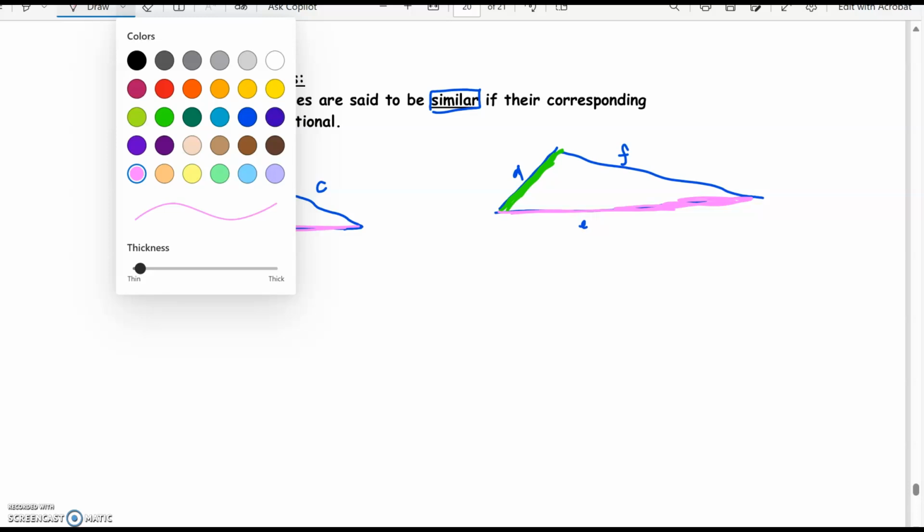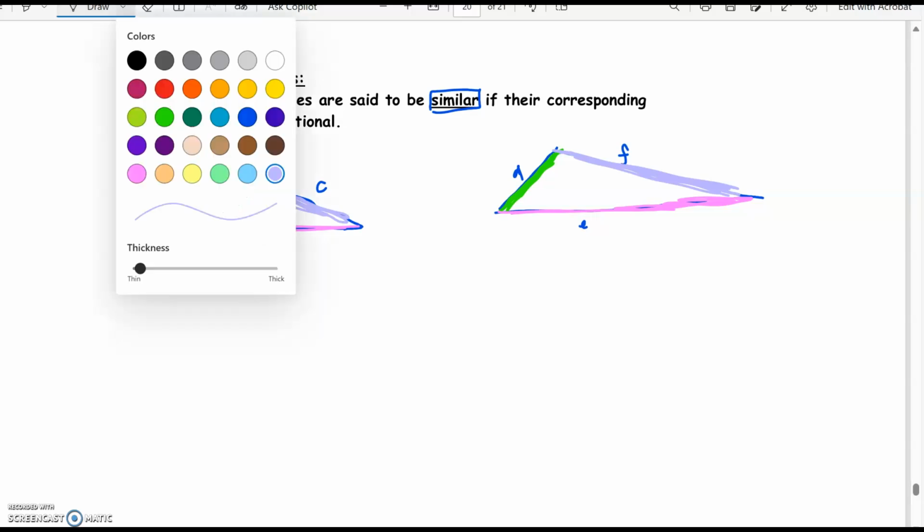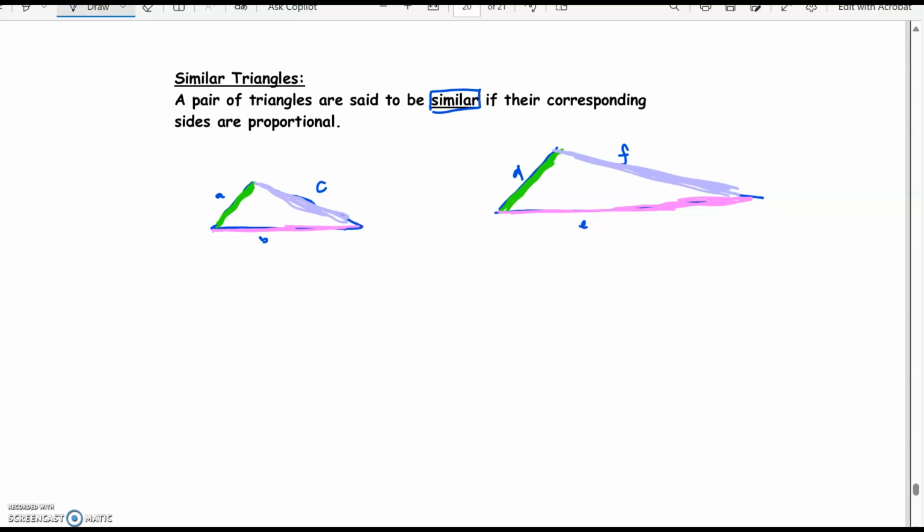Now let's try a different color. And let's see. This side corresponds to this side, because both the triangles are oriented in the exact same way. So if two triangles are similar, then the ratio of the corresponding sides are equal.